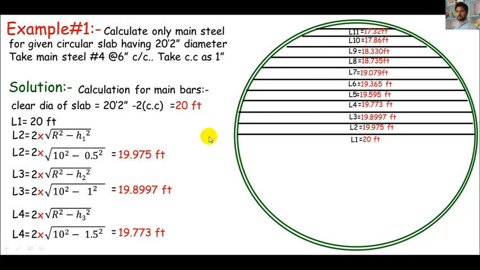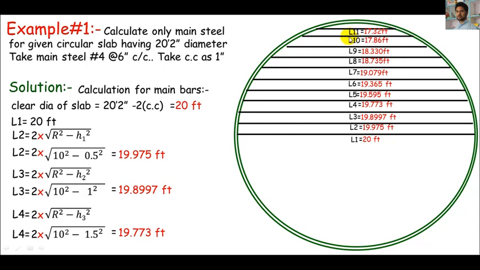But here is a question. Till which length or which bar should I calculate? It's quite simple. Just look over here. L11 is 17.32 feet. It is much larger. A time will come when the length of the bar will be just 0 or a negative value. So you must understand that's the last length. Alright? Does it make sense?